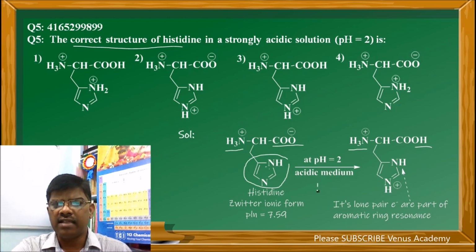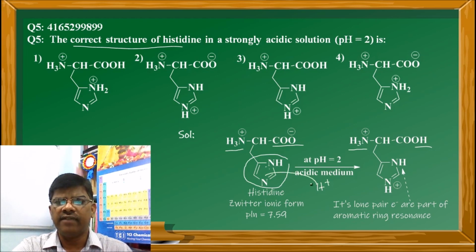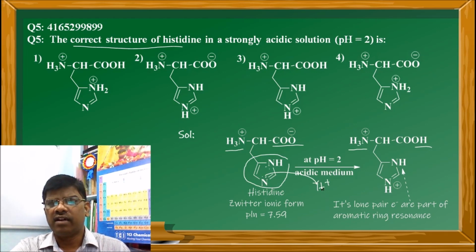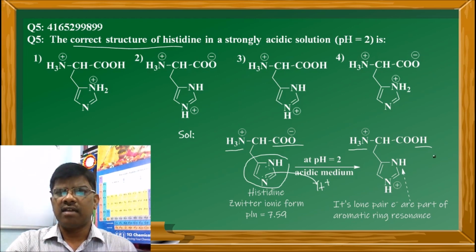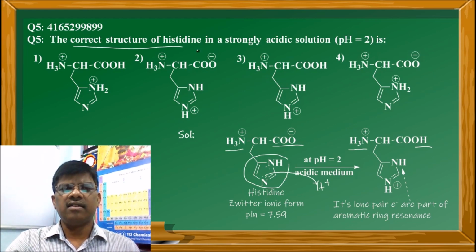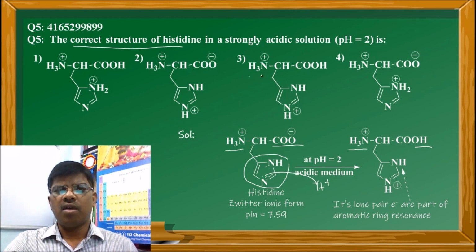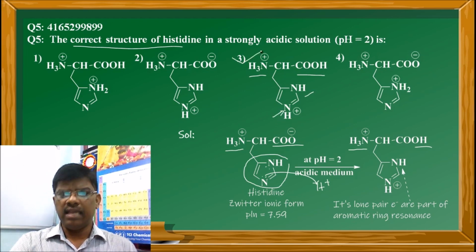This is an acidic medium, which means it will have H plus ions. These H plus ions will form a salt with this nitrogen. This nitrogen's lone pair is free to form a salt with H plus ion, so this nitrogen donates its lone pair of electrons to H plus. So this is the structure, the correct option. They are asking for the correct structure of histidine in a strongly acidic solution, meaning the amine is in the form of a salt, the acid will be in the form of acid, whereas this is undisturbed and this ring nitrogen is going to form a salt. So option number 3 is the correct option.